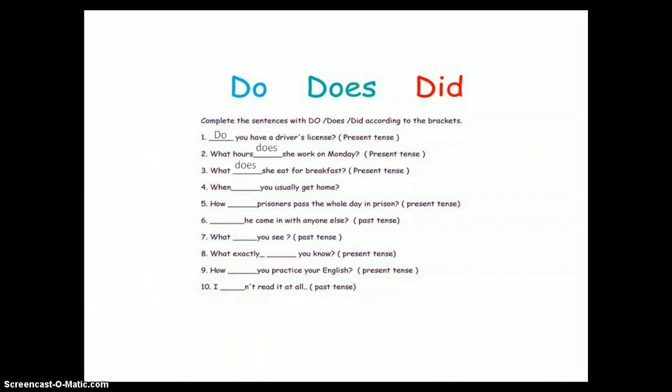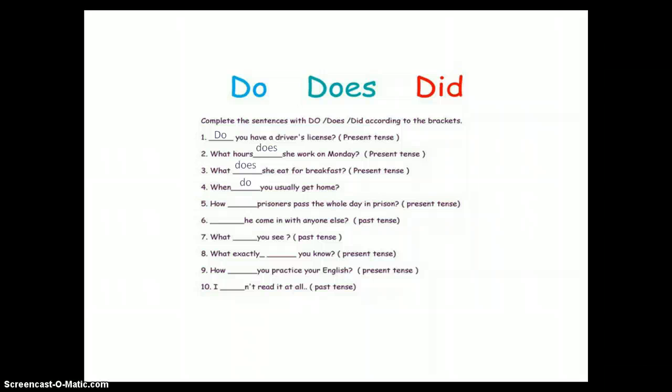There is no caption here, but you can look. There is the word usually, and the word usually here denotes that the sentence is in present tense. So which one do you choose? Do or does? Okay, because the subject is you, we have to choose do.